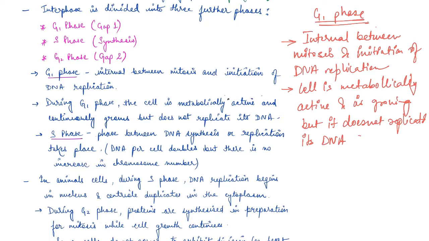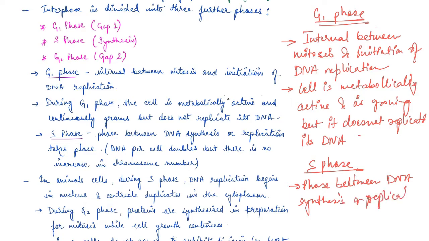Now what happens in the S phase? The S phase, the synthesis phase, is the phase when DNA synthesis or replication takes place. Here the DNA per cell doubles, but there is no increase in chromosome number. Remember, a very important point to note is that during the S phase, DNA synthesis or replication takes place, so the amount of DNA per cell is doubling.